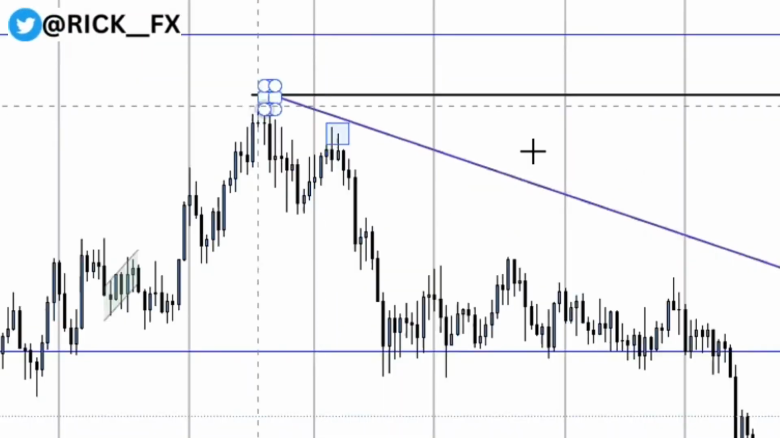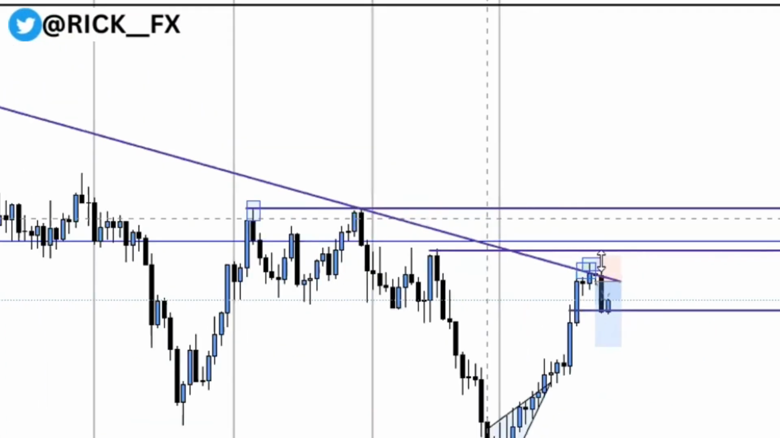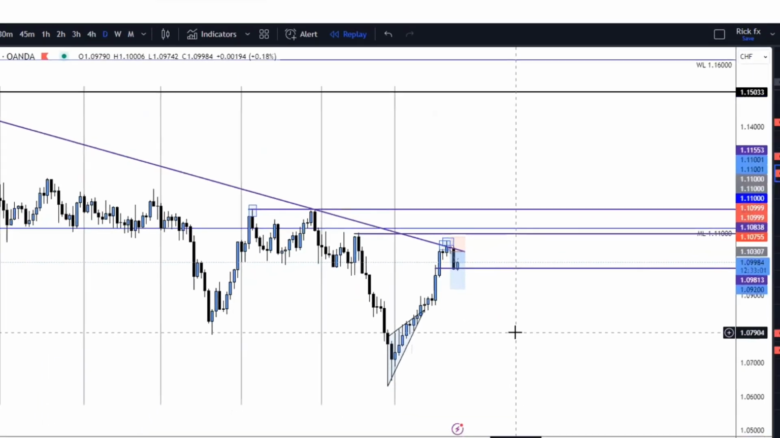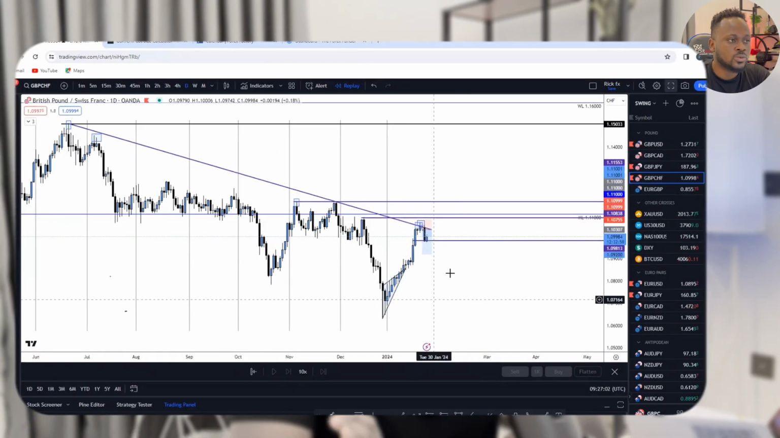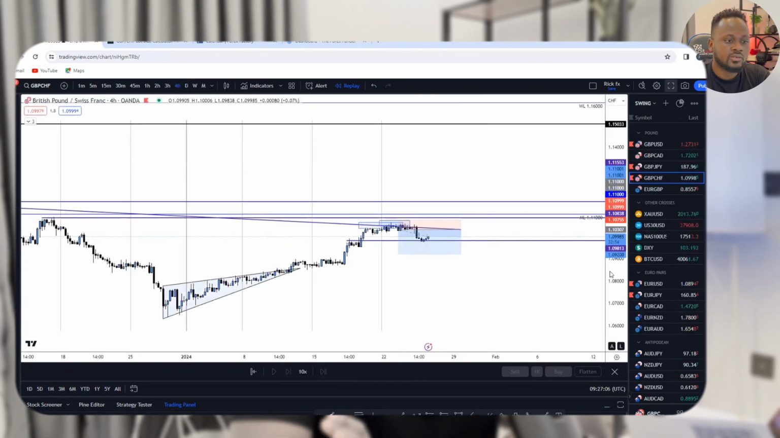So this makes this my point 1. I have my point 2 here and also point 3 here. But obviously, I don't take my trades on a daily time frame. So what do I have to do? I have to go on a 4-hour time frame to look out for my candlestick confirmations, right?